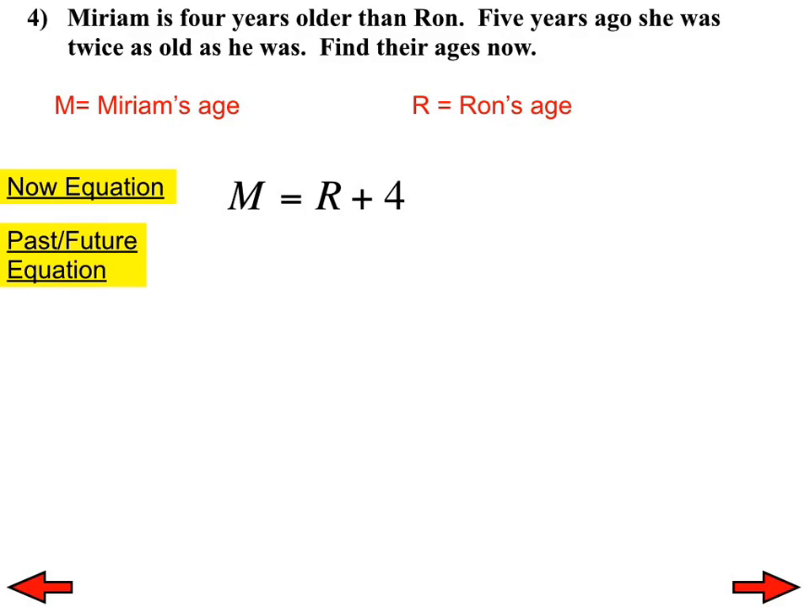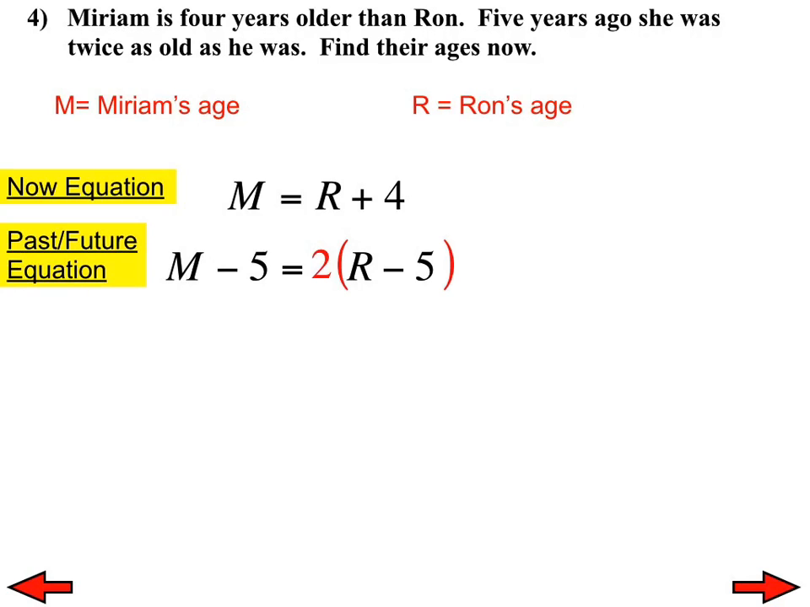Yes? Yeah, think about this. To find all of your ages 5 years ago, you have to subtract 5 from your age. So that's how we start the past equation. 5 years ago, we can find Miriam's age. 5 years ago, we can find Ron's age. And I think you know what to do from there. So I will let you take it from there and finish it.